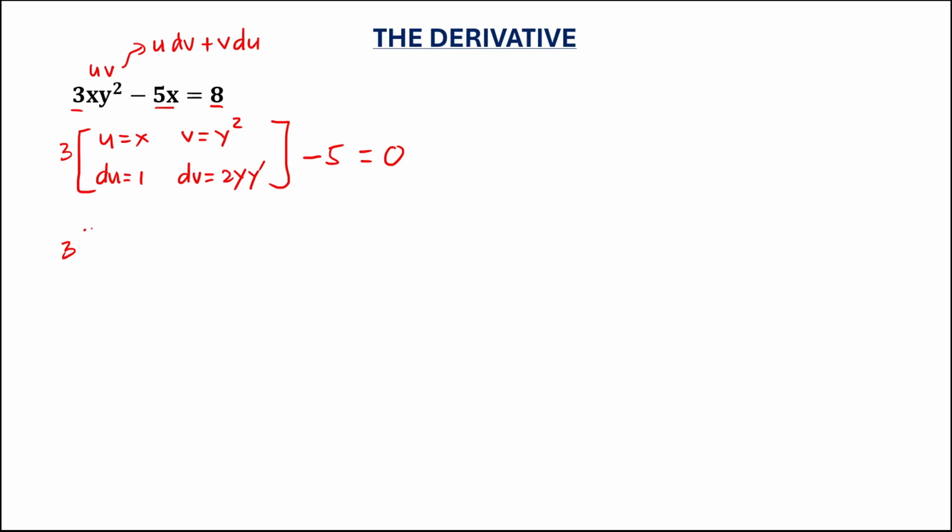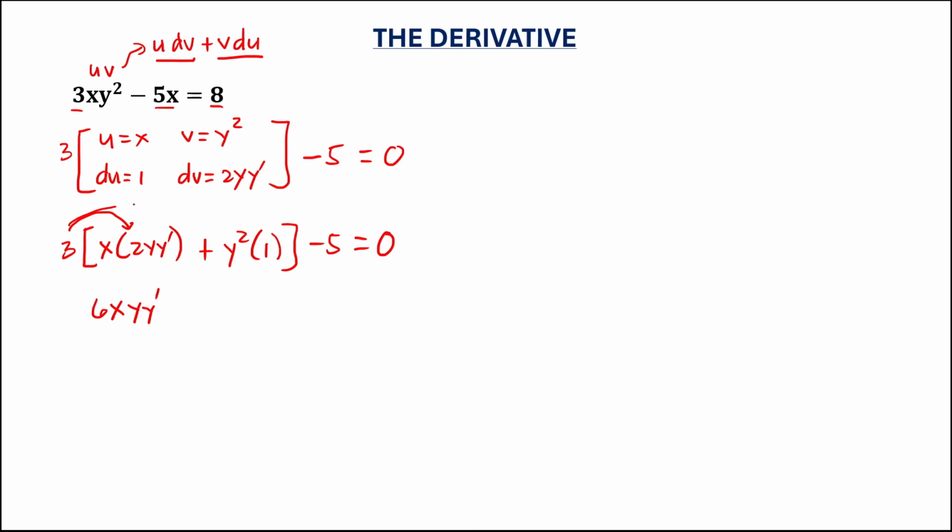So bring down 3, then times u times dv. So u is x times dv is 2y y prime. Then plus v du. So v is y squared, du is 1. Then minus 5 equals 0. Then distribute this positive 3. So 2 times 3, this one is 6xy y prime. Then this term becomes 3y squared minus 5 equals 0.